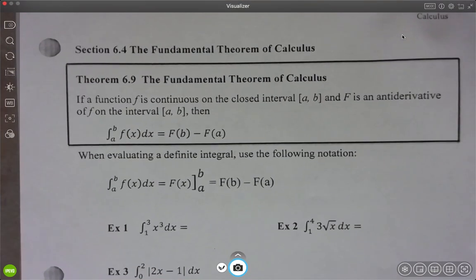Hey Calc, this is section 6.4. I'm only going to go through about half of it, or probably just 3/4 of the first page. So hopefully this is a short video for you.